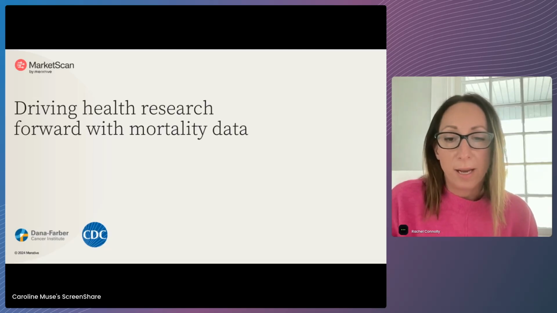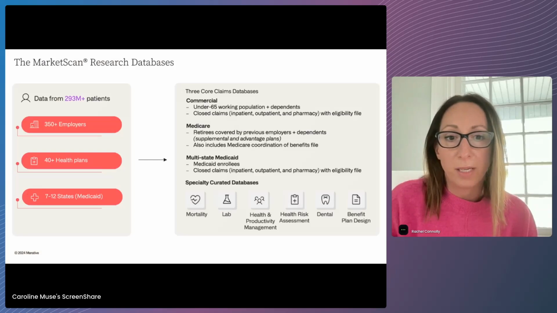My current role is part of the product management team here at Merative that is focused on MarketScan, which is the longest running closed claims data set on the market. With MarketScan, we support a wide range of healthcare and research organizations who are working with the data on regulatory processes. They're driving epidemiological research and health economics and outcomes research.